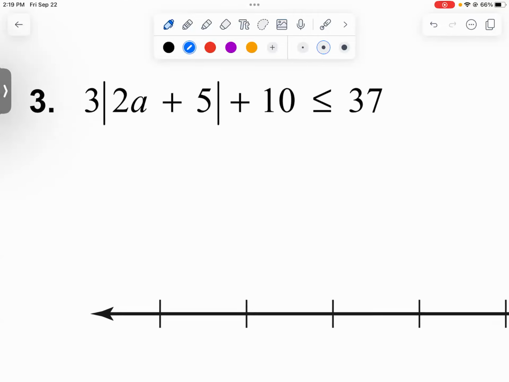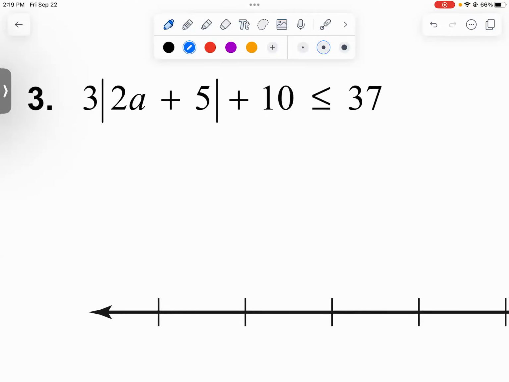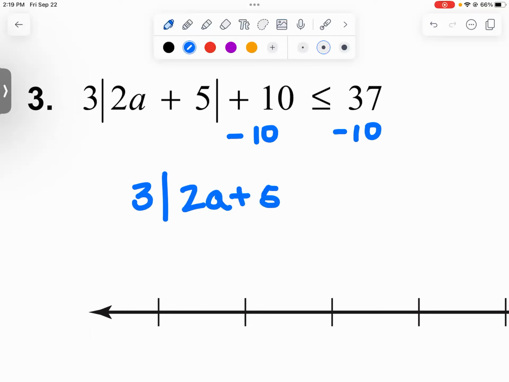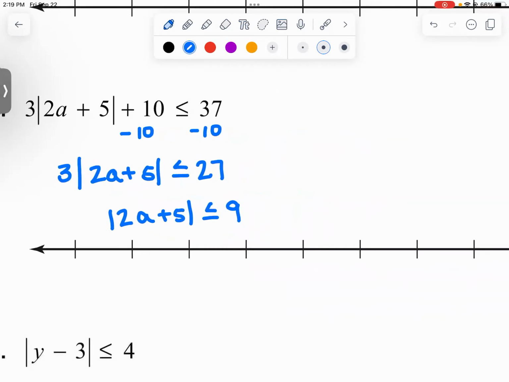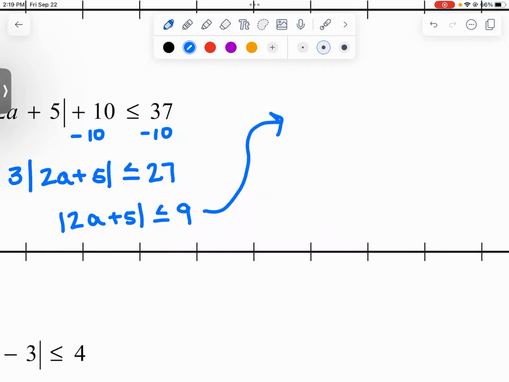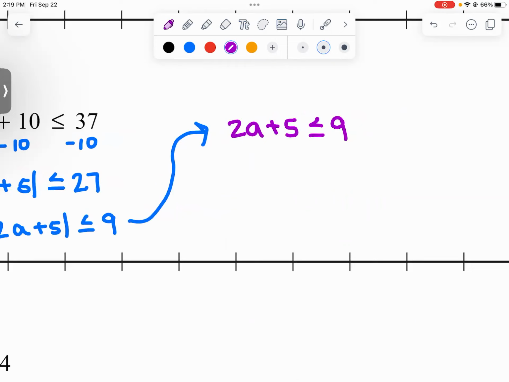Kari, what do we have to do first? Okay, we subtract 10, so we have 3 times the absolute value of 2a plus 5 is less than or equal to 27. Allison, what do we do next? And if we divide by 3, we have the absolute value of 2a plus 5 is less than or equal to 9. Okay, so this becomes 2a plus 5 is less than or equal to 9.